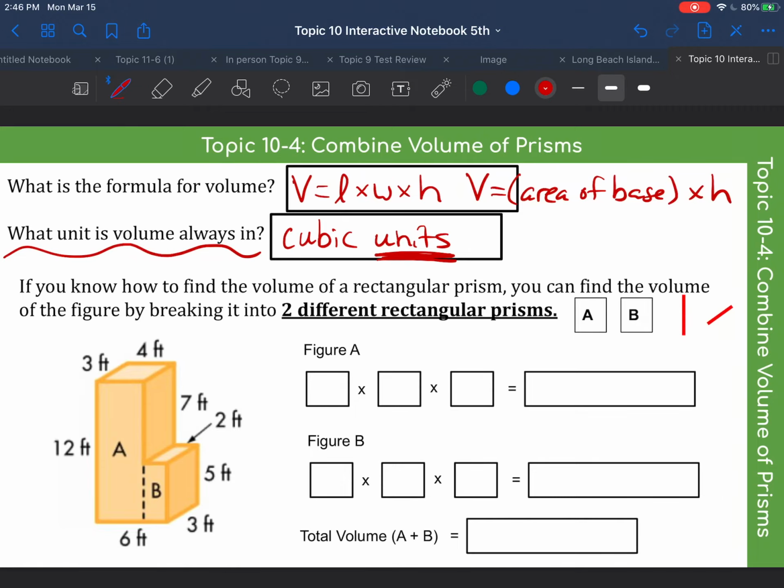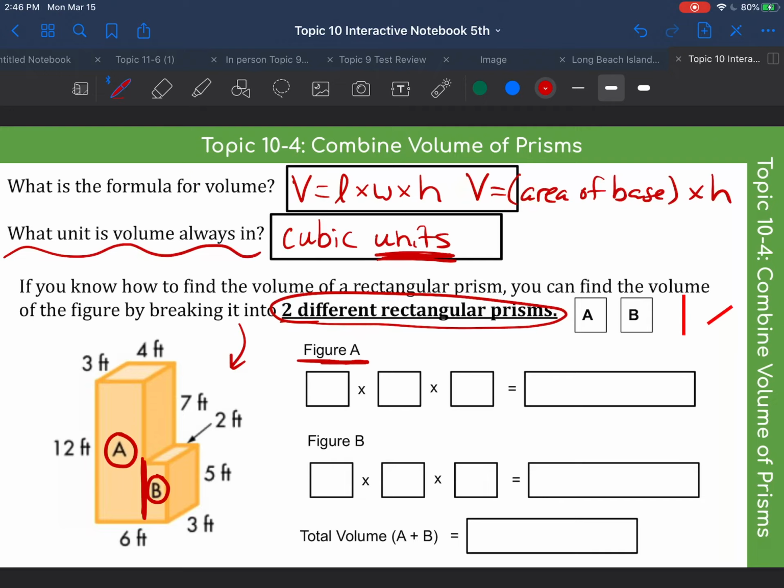Okay, so if you know how to find the volume of a rectangular prism, you can find the volume of the figure down below by breaking it into 2 different rectangular prisms. So you see here that they drew a dotted line right here, and they broke it into 2 rectangular prisms. They have shape A and shape B. It's really important that you label each figure so it's easy to tell what you're multiplying.